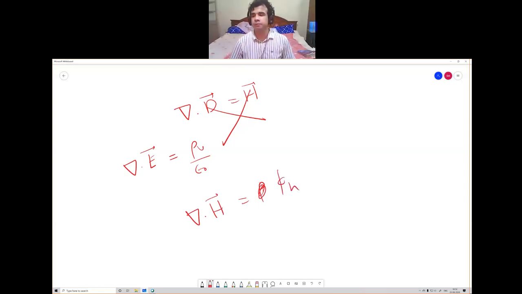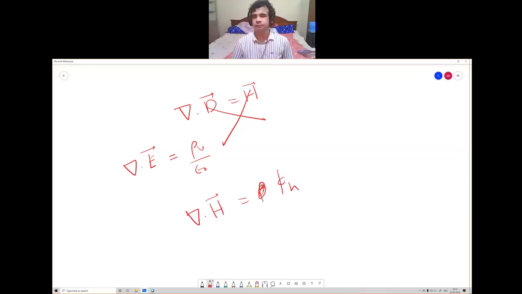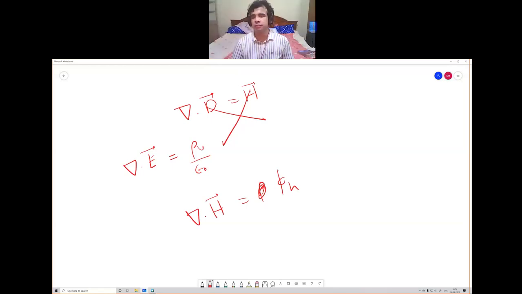This is now a scalar. Now sounds better. But what is the divergence of H? What is the divergence of B? Just now we have written 0. So what is the divergence of H? Also 0. So this also will not work.